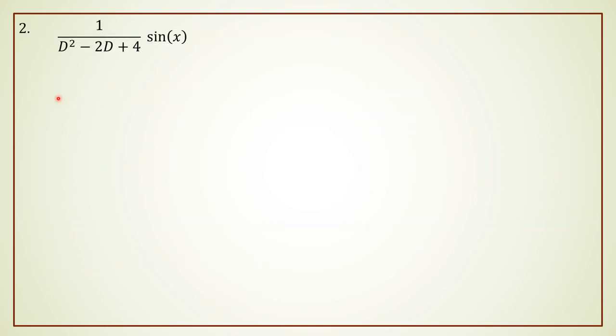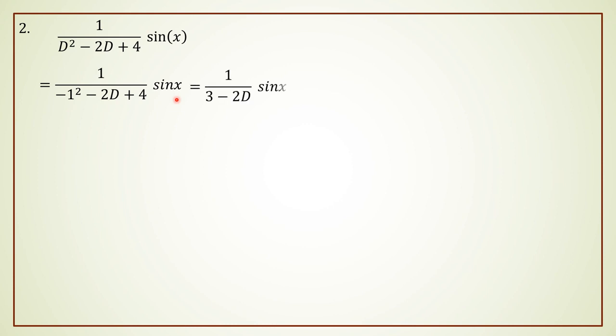Second example, suppose you have to find 1 by D square minus 2D plus 4 acting on sin x. What is the value of a over here? The value of a is 1, isn't it? And the rule says that you have to replace your D square by minus a square. As in this case, you replace D square by minus 1 square. I am replacing only D square by minus 1 square and keeping the terms containing D as they are. So you have 1 by minus 1 square minus 2D plus 4 acting on sin x.